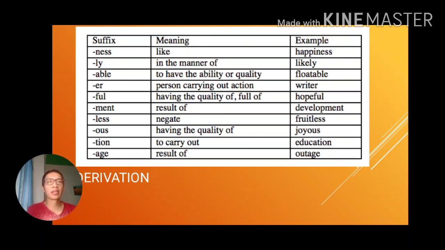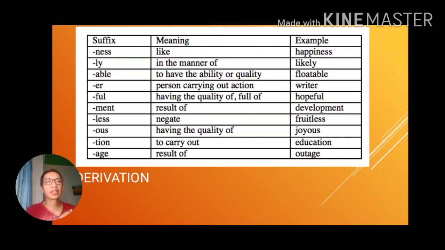Next, when you add another suffix like ous, for example, joy is actually a noun, then you change it into joyous. Semantically, the word changes into having the quality of joy. When you add another suffix like less, the meaning of the word will be negated. Fruit into fruitless, the meaning changes from something positive into negative, or for example care into careless is the same thing.